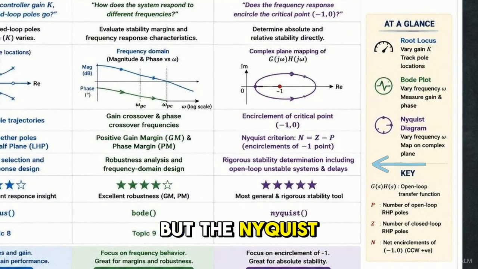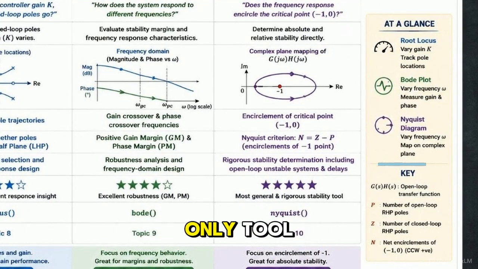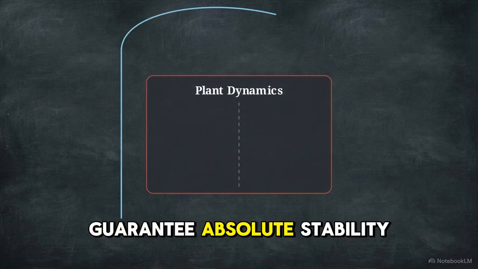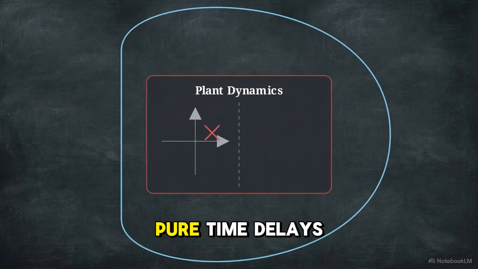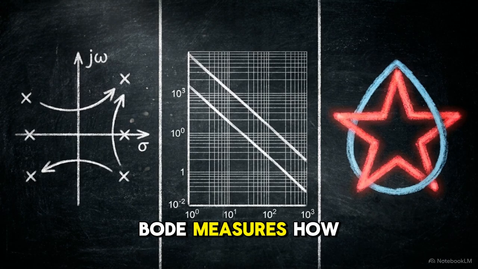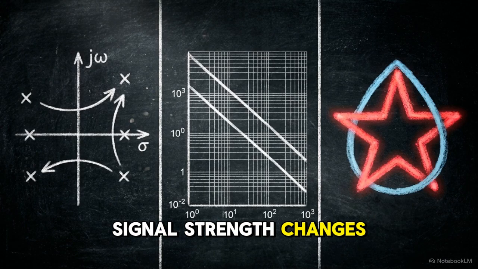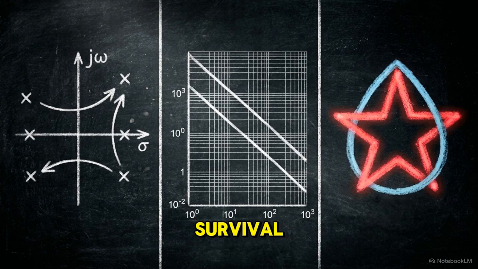But the Nyquist diagram provides rigorous, generalized stability determination. It is the only tool robust enough to guarantee absolute stability when the physical plant itself contains open-loop unstable poles or pure time delays. Root locus tracks where poles move. Bode measures how signal strength changes, but only Nyquist provides an absolute mathematical guarantee of survival.